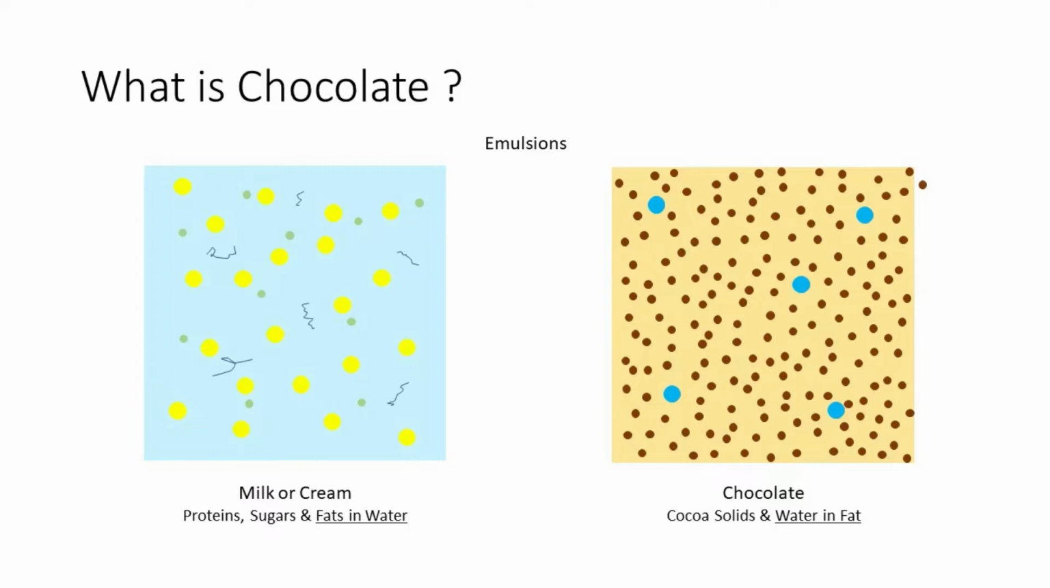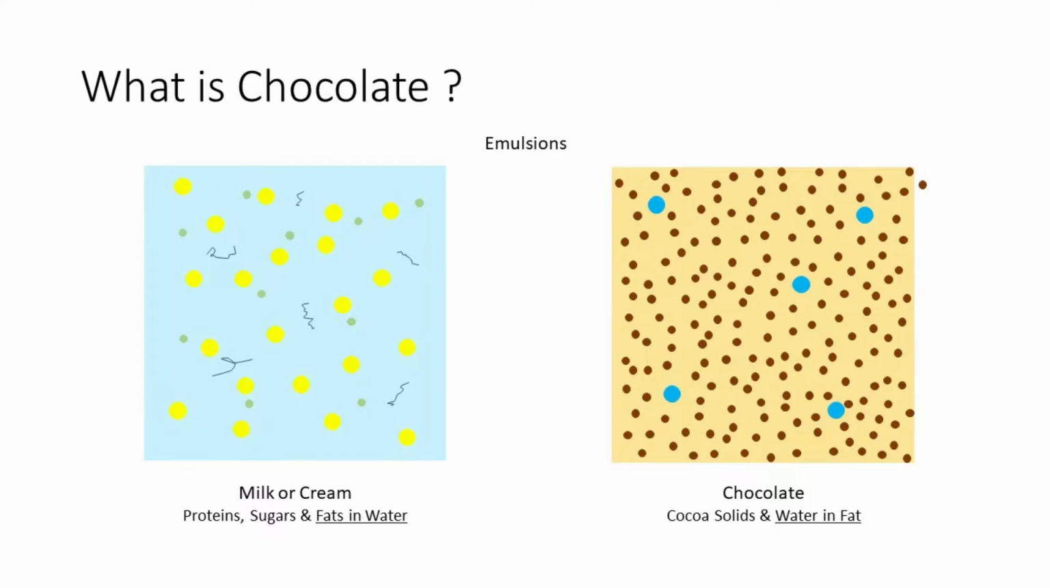But what is chocolate mousse? Maybe we should start with, what is chocolate? Well, chocolate is an emulsion. Emulsions come in two kinds: water in fat or fats in water, like milk. Chocolate, that is, dark chocolate, is cocoa solids, a tiny bit of water, in cocoa butter, the fat.